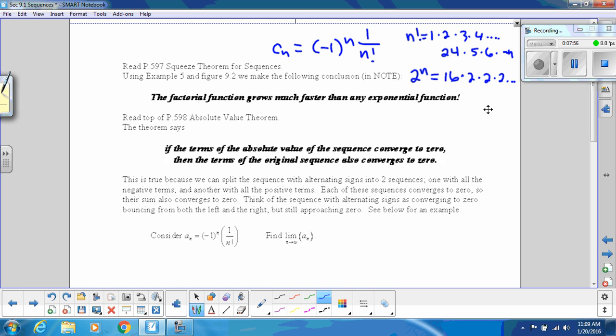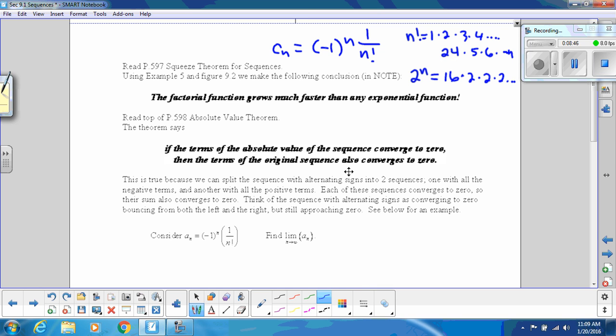All right, so notice that as long as we're above the fourth term, 2 to the n is always going to be a lot smaller than n factorial. If I take 24 and multiply by 5, that'll be a lot bigger than 16 times 2. And if I do the next one, 24 times 5 times 6, that will be a lot larger than 16 times 2 times 2. Since factorials grow much faster than exponential functions, that helps us with this function, because if I have a factorial in the denominator, that means it is approaching 0 a lot quicker than if I have 2 to the n power in the denominator.